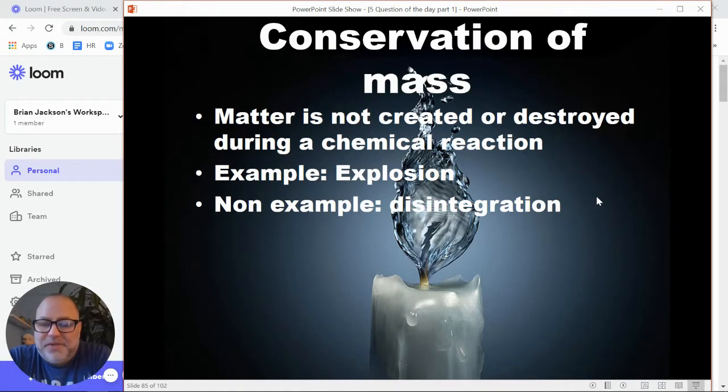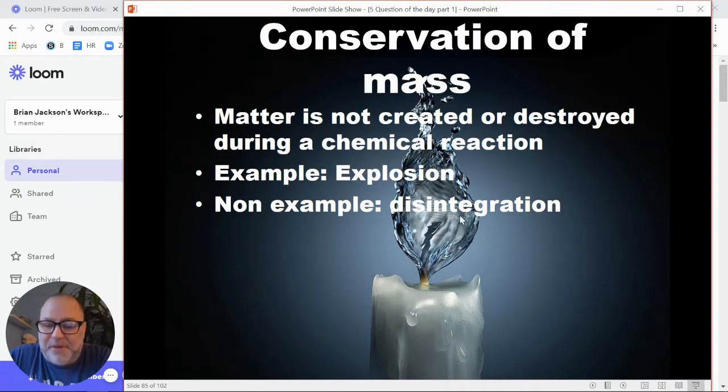So for conservation of mass, basically you cannot create or destroy any matter in a chemical reaction. Everything that's there before is there after. For an example, think of any chemical reaction you want, whether it's an explosion, a banana rotting, or fire. There were a whole bunch of them that we talked about earlier.